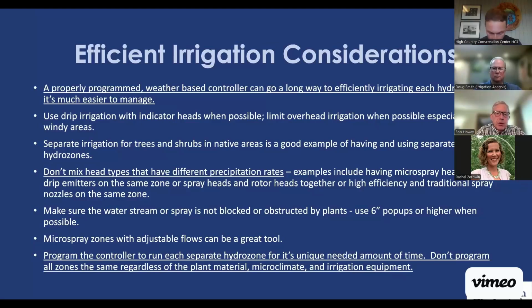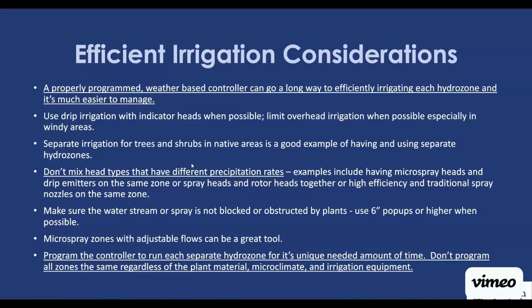But anyway, that's really the gold standard and the right way to install and efficiently manage an irrigation system. And if your controller is programmed based on each separate hydrozone, it will be water efficient, but also make your life a lot easier to manage, and you can even manage it remotely, as you know. So use drip irrigation with the indicator heads when possible. Limit overhead irrigation when possible, especially in windy areas. Separate irrigation for trees and shrubs in native areas. Have that be separate, I should say.